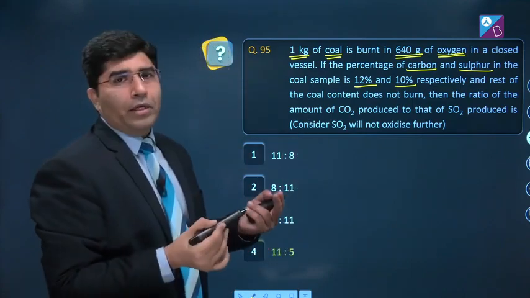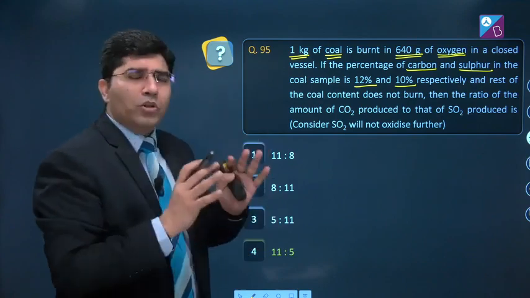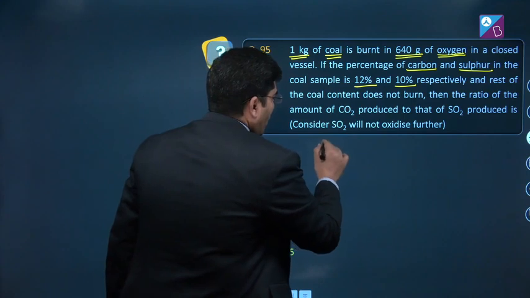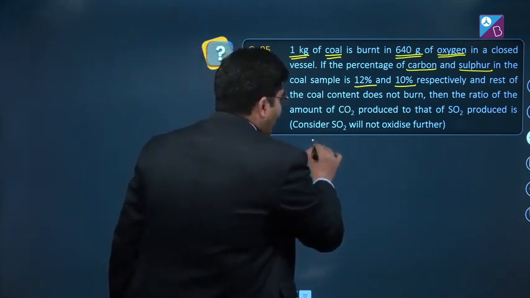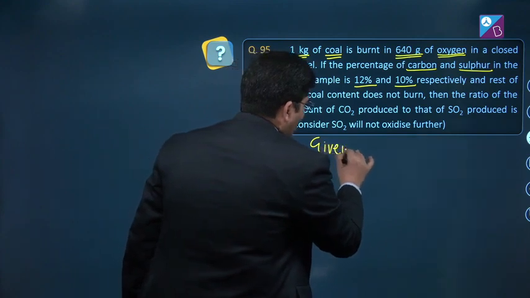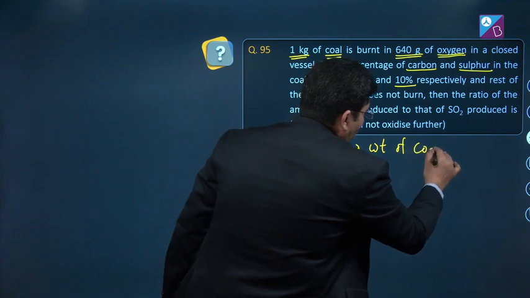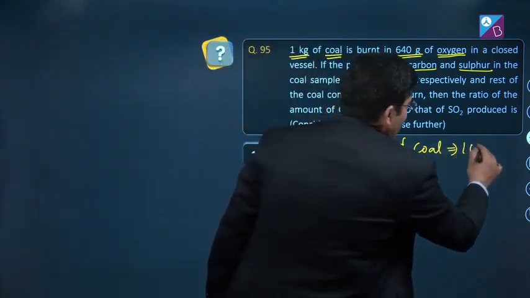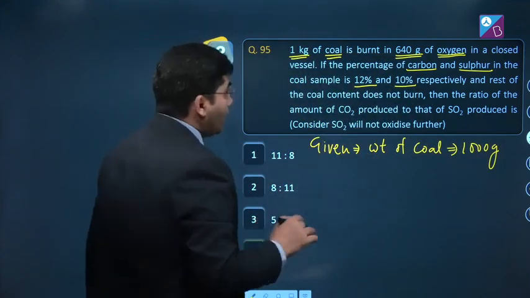Now we have to solve it. So let's solve it step by step. It's lengthy, okay, but it's not that tough. Now see how you will tackle these kinds of questions. It's given that the weight of coal is 1 kg. 1 kg means it's 1000 gram, correct.